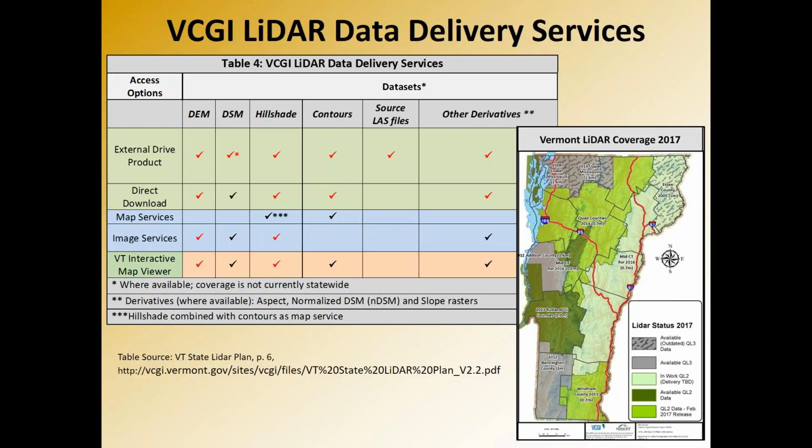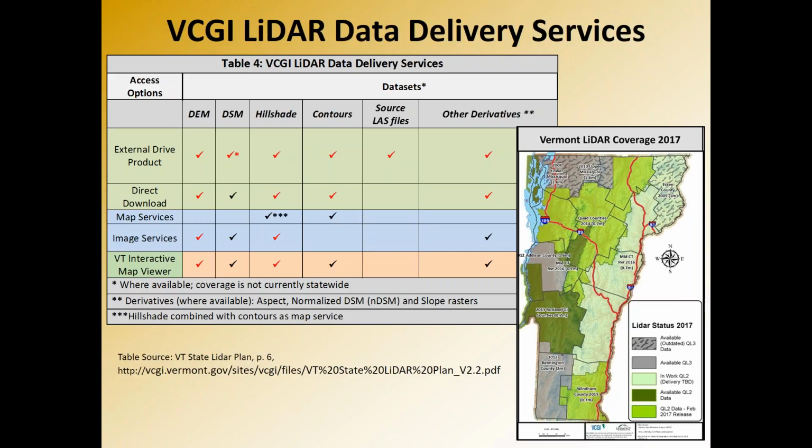The surface model, I'm working on those now. Hillshade's up. Contours, you can download those now. And the other derivatives, this should have been half checked. There are a couple of Lidar collections where I don't have all of the derivatives out there, but I'm also working on those. Map services, haven't gotten that far yet. Image services, DEM, Hillshade's what we're talking about today. So it's done for the most part.